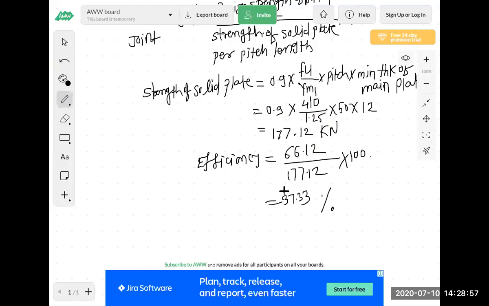It means why 37.33% efficiency is there? Because due to tension, the plate will carry the minimum load.